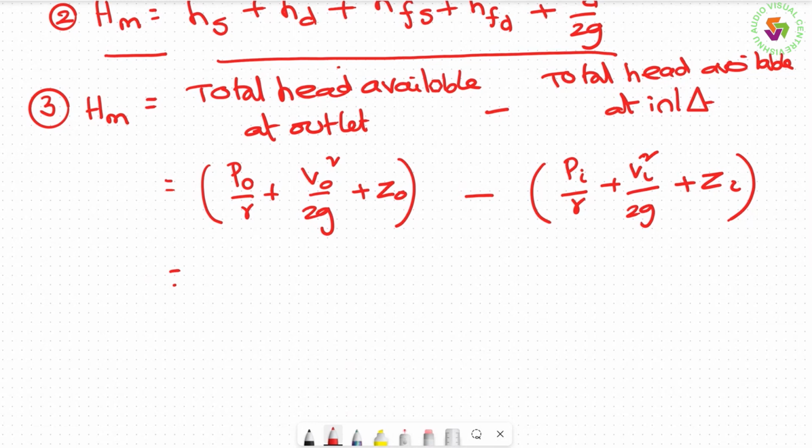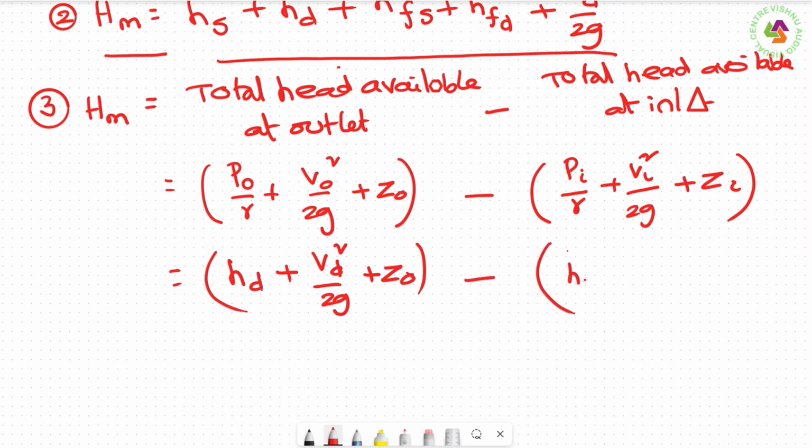Then we know the pressure head at the outlet, that is what we call the delivery head. Then the velocity head is Vd squared by 2g plus Z0, minus Pi, that is Hs, and then Vs squared by 2g plus Zi. So this is another equation. So I have given three equations to you.